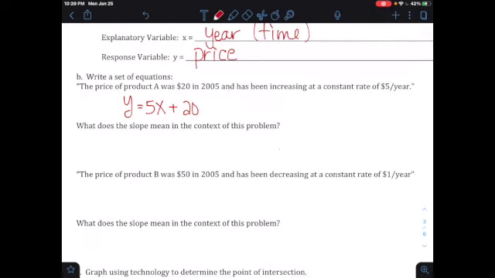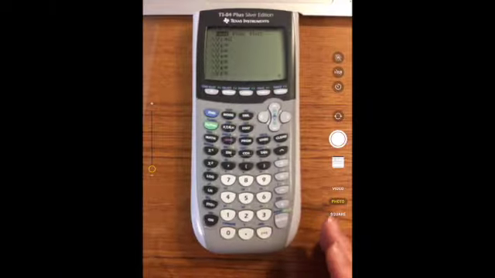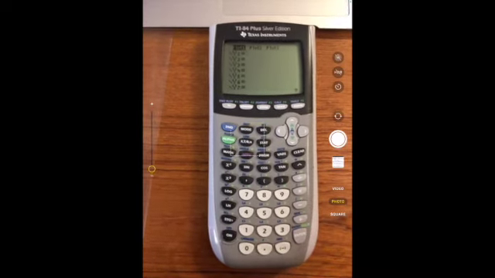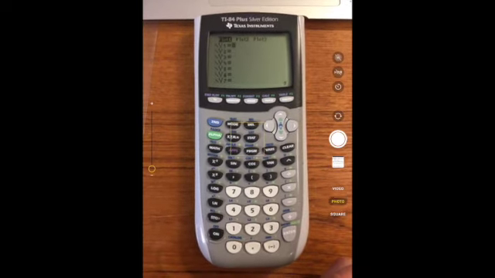What does the slope mean in the context of the problem? That means product A is increasing the price by $5 a year. So now what I want to show you guys is how to put those two equations into your calculator.